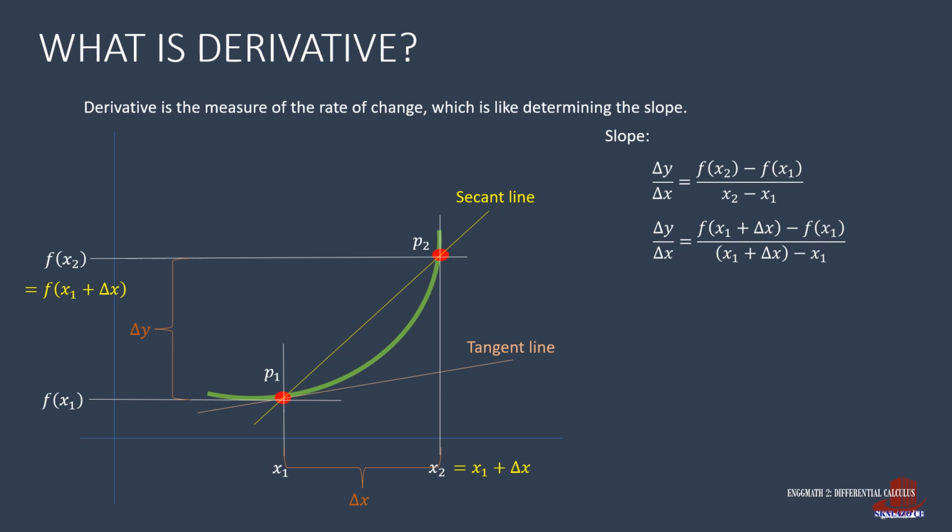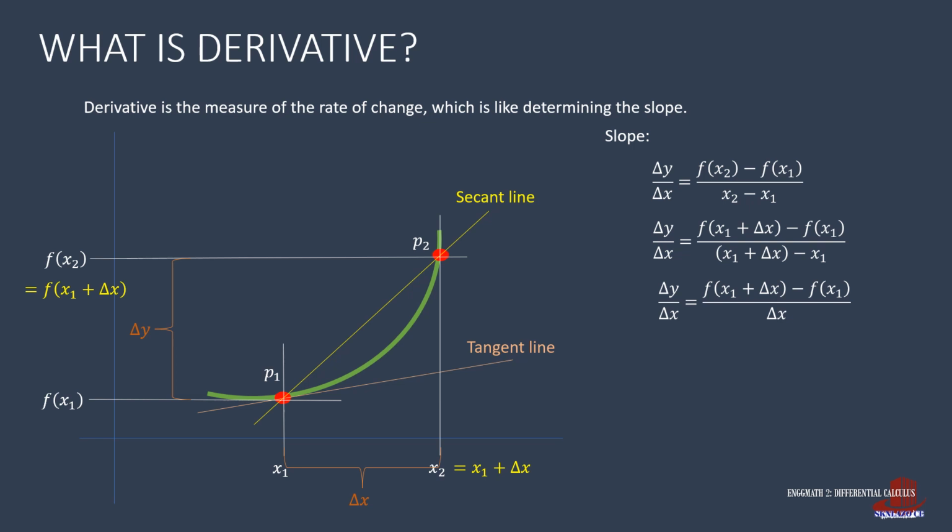Take note too that x sub 2 minus x sub 1 is actually the change of x. We denoted this as delta x. So the slope equation is simplified as f of x sub 1 plus delta x minus f of x sub 1 all upon delta x.